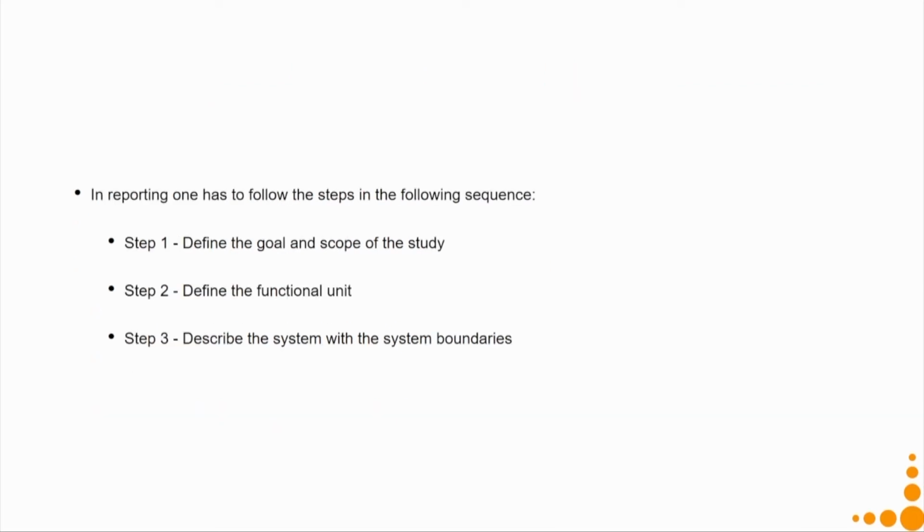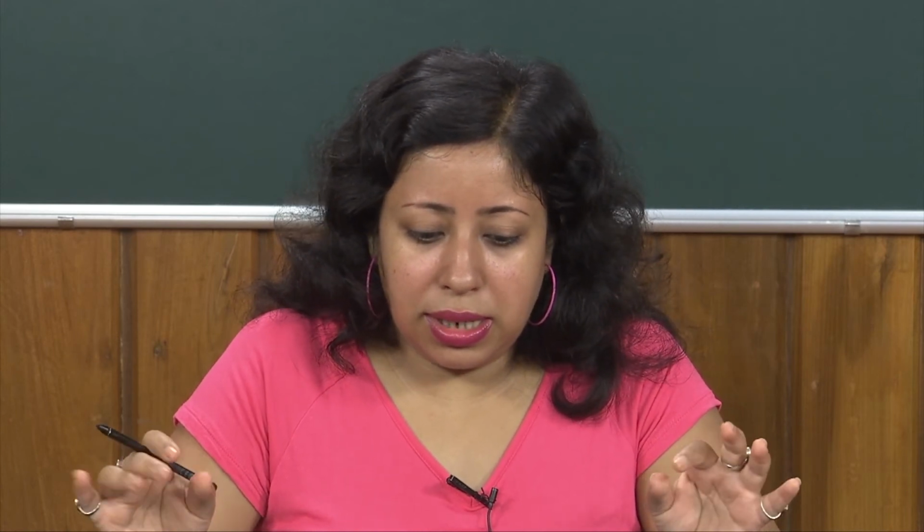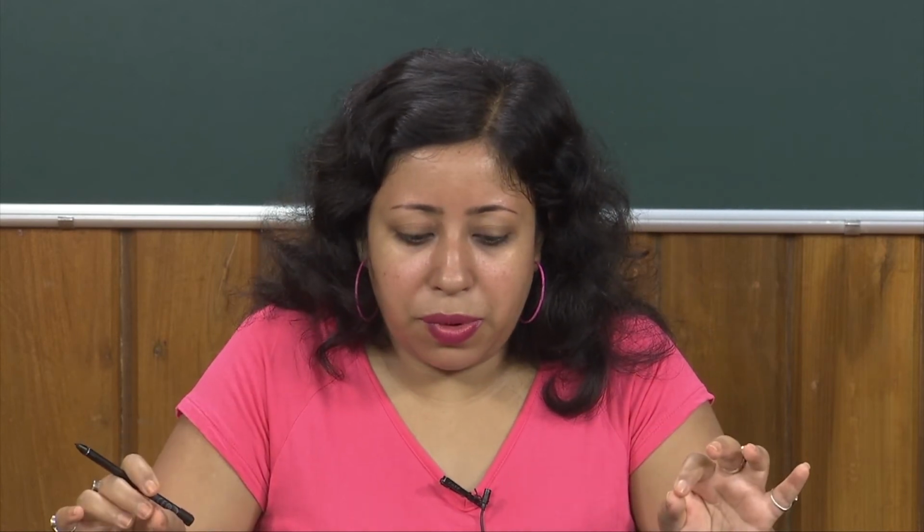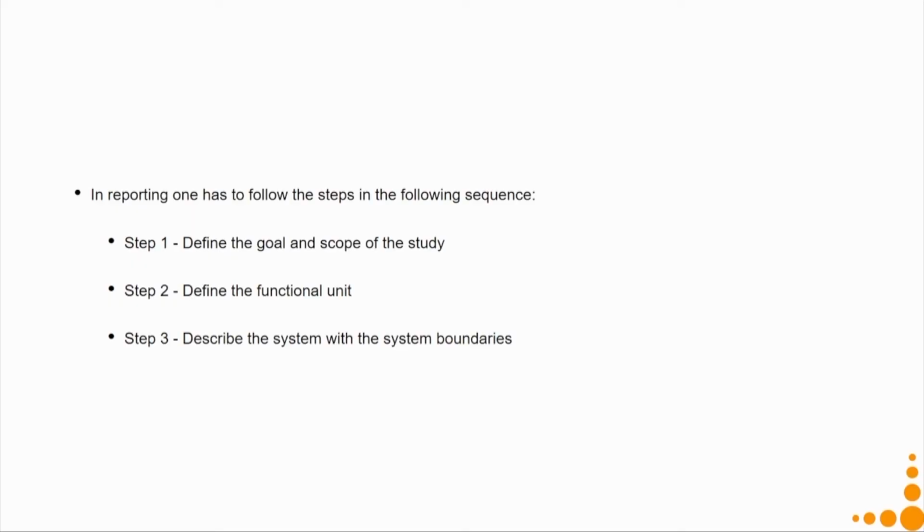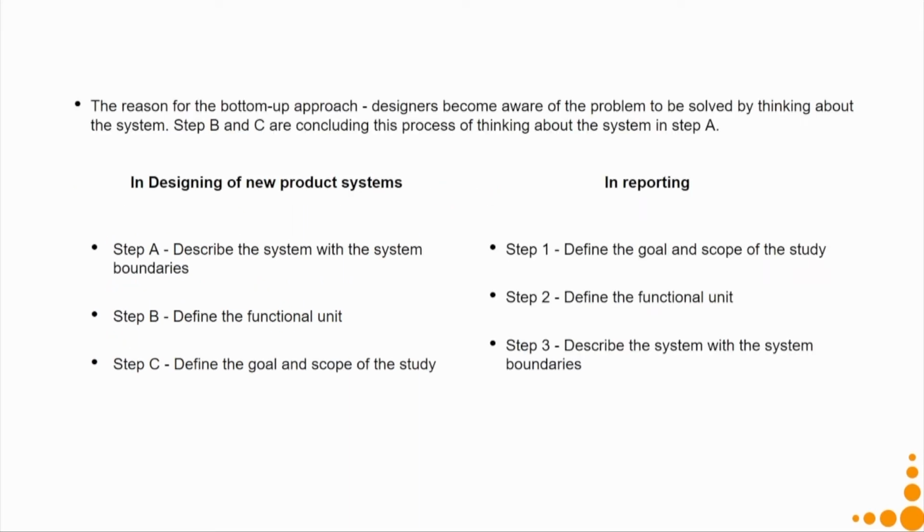Now when we are trying to report this, since we have completed our design process and we have decided, okay, this is my final design, and we come to reporting our life cycle assessment result, we follow the reverse order. So we first tell, okay, this was my goal and scope of the study. So I defined my functional unit like this, and my system and the system boundaries were defined in this particular manner. Why do we follow this reverse approach?